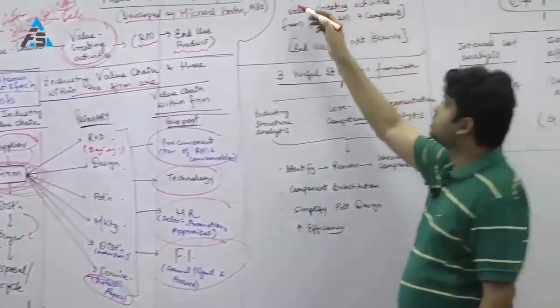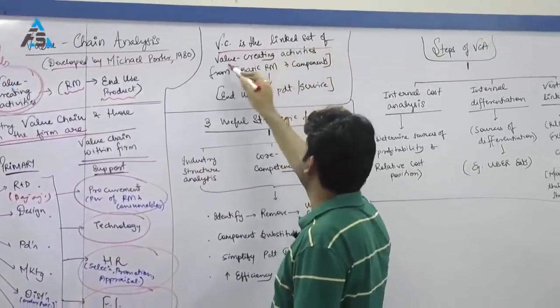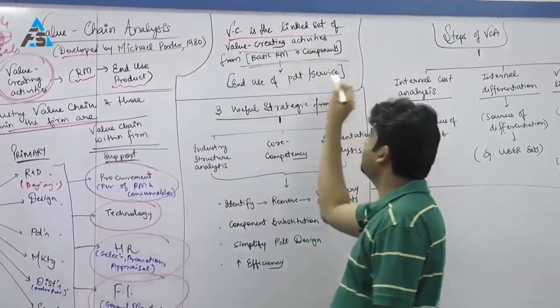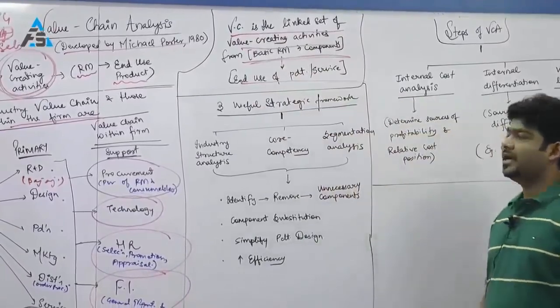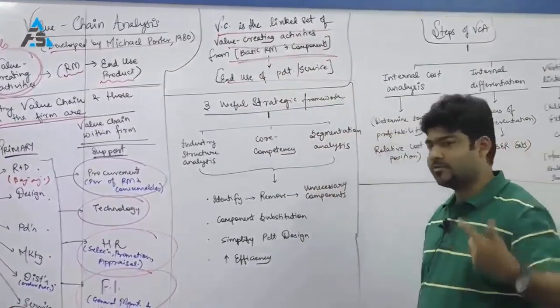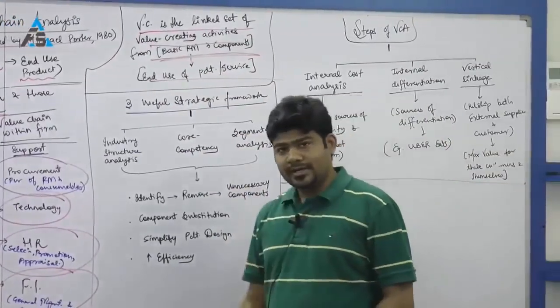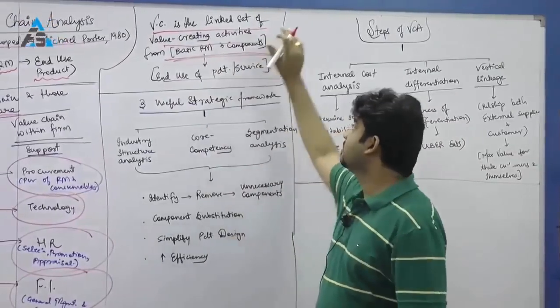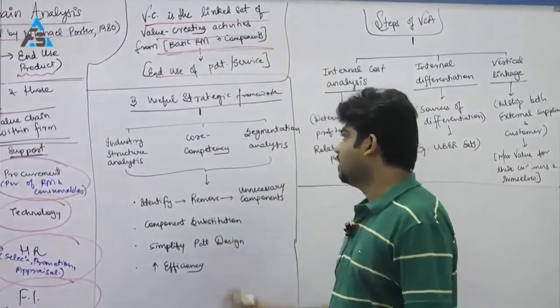It is again just recollecting. VC is the linked set of value creating activities from basic raw material to final component and end use of product or service. That is what value chain is. You can write this as a defining line if it is asked in the question, in the exam.